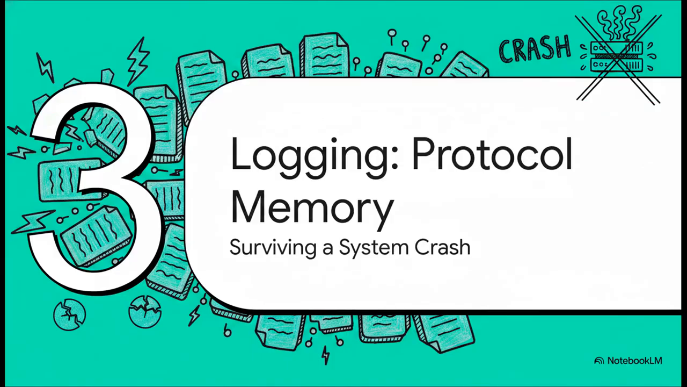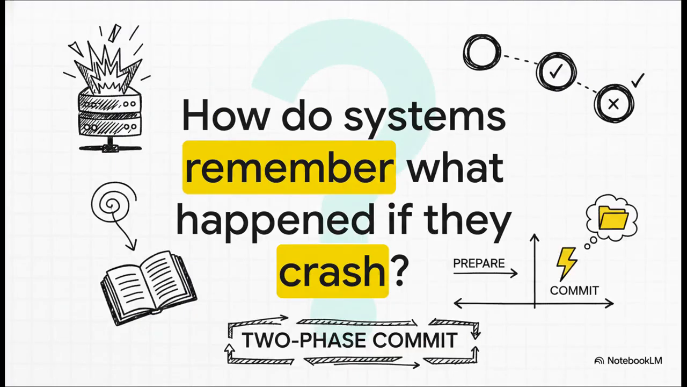Now, this all works perfectly in a perfect world. But, we don't live in a perfect world. What happens if a server just decides to crash right in the middle of all this? And this brings us to the protocol's real secret weapon, its memory, which takes the form of these super durable logs.